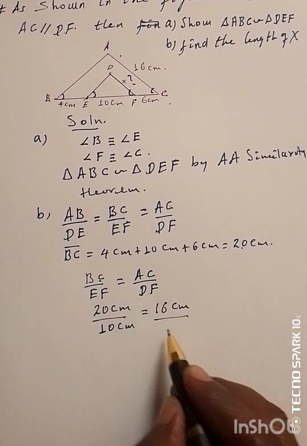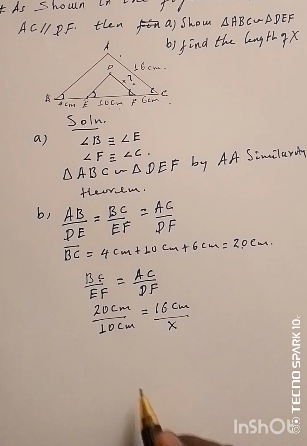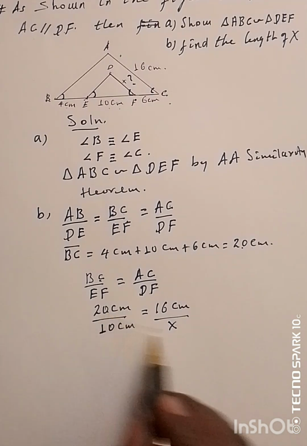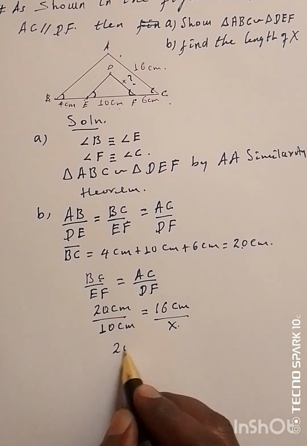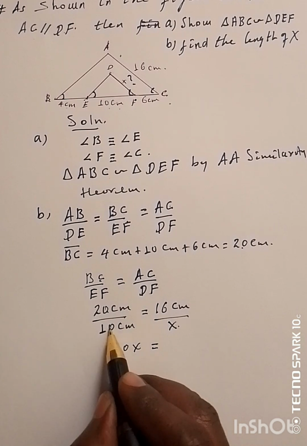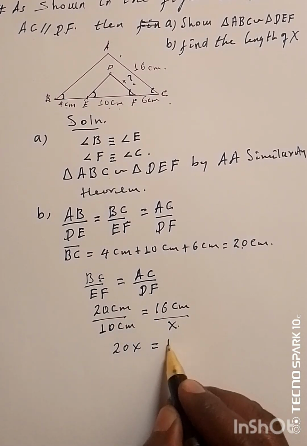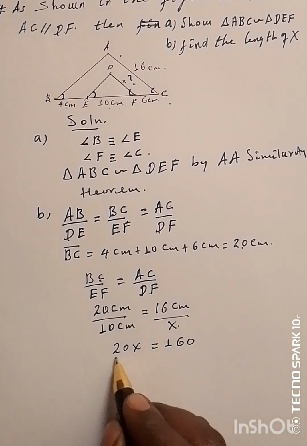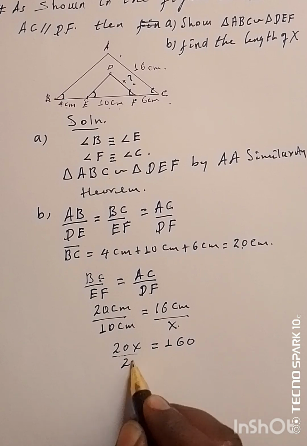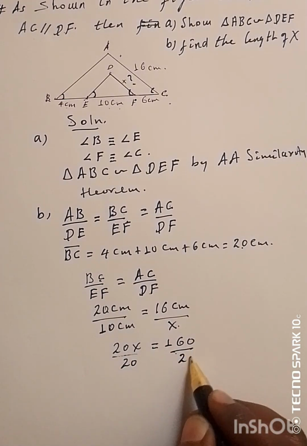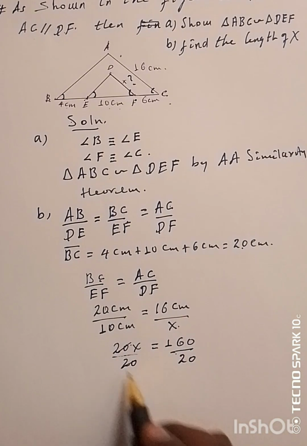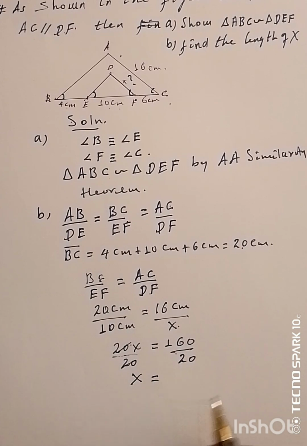DF is X. Now take the cross product of this one: 20 times X, that is 20X, is equal to 10 times 16, that is 160. Divide both sides by 20. Now this one is cancelled. Then the length of side X is 8 centimeter.